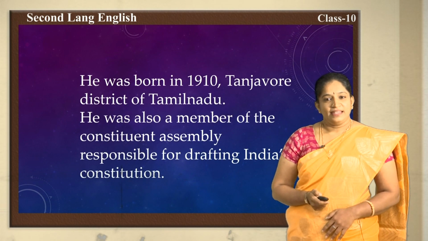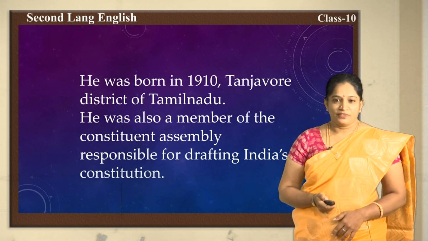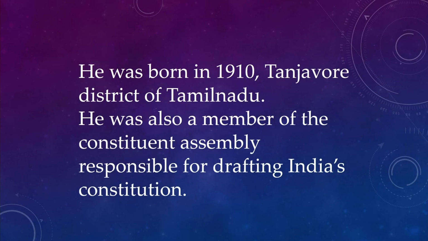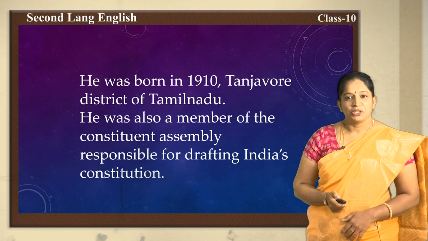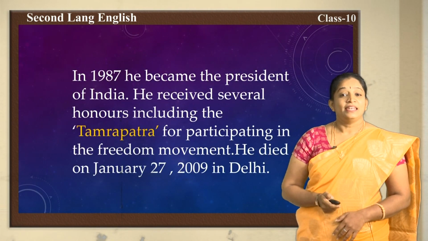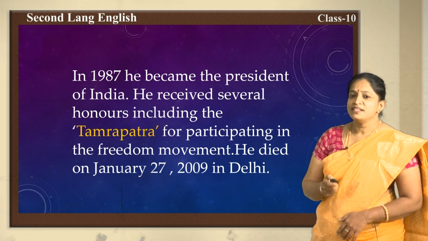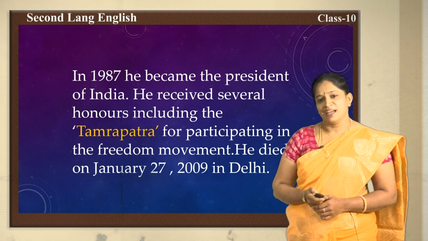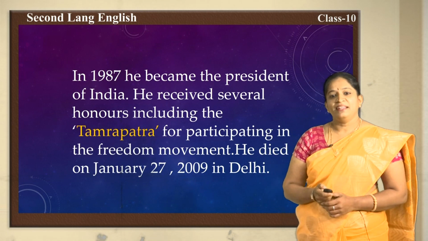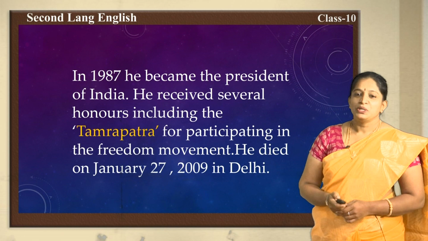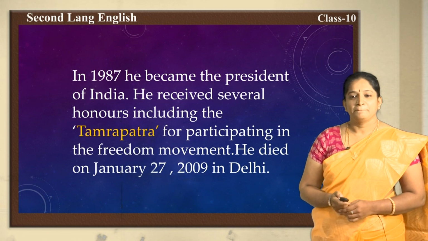He was born in 1910, Thanjavur district of Tamil Nadu. He was also a member of the Constituent Assembly responsible for India's constitution. In 1987, he became the President of India. He received several honors including Tamrapatra for participating in the freedom movement. He died on January 27, 2009 in Delhi.